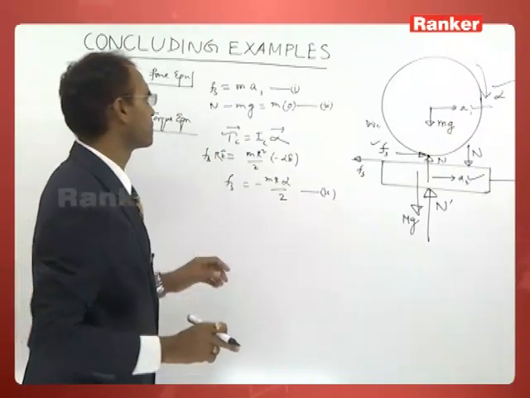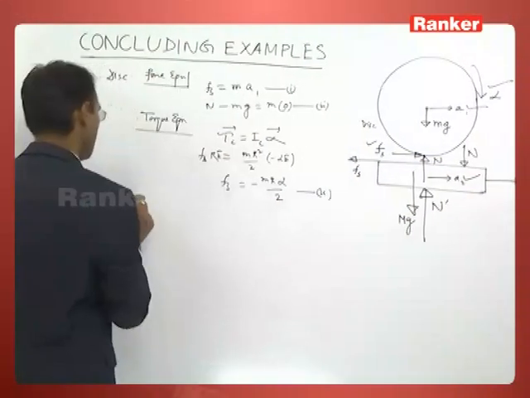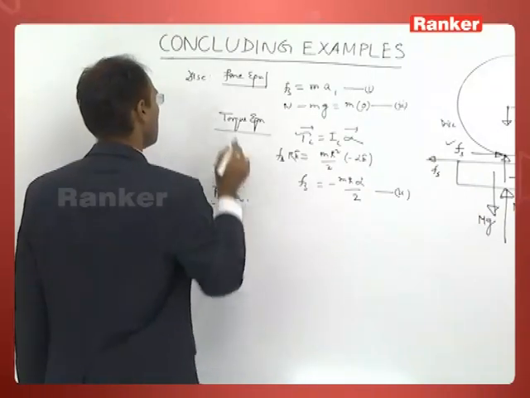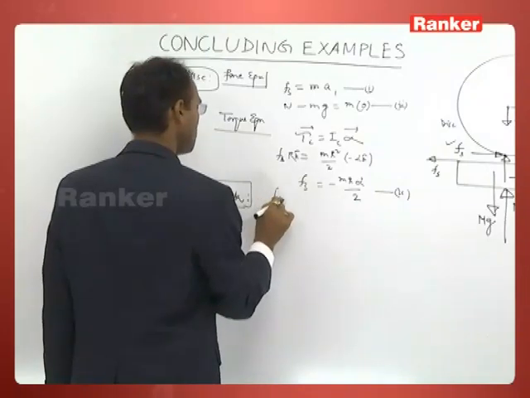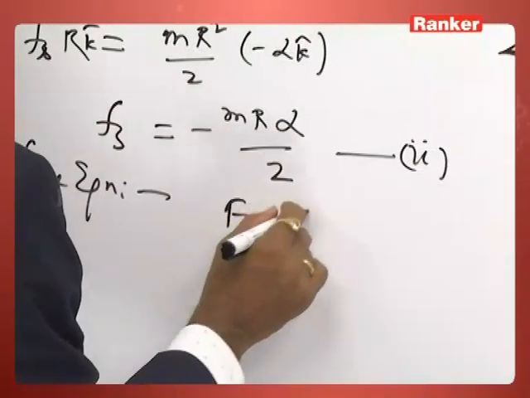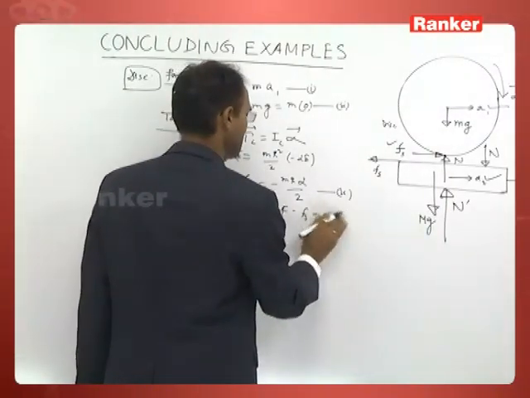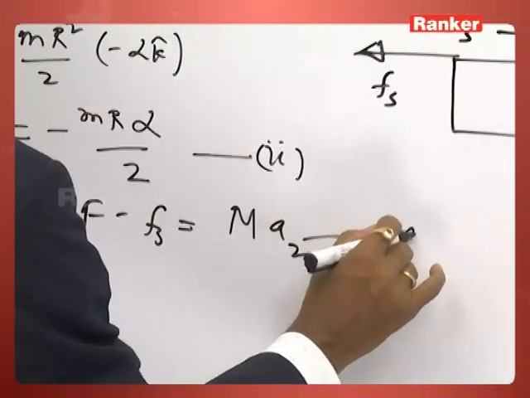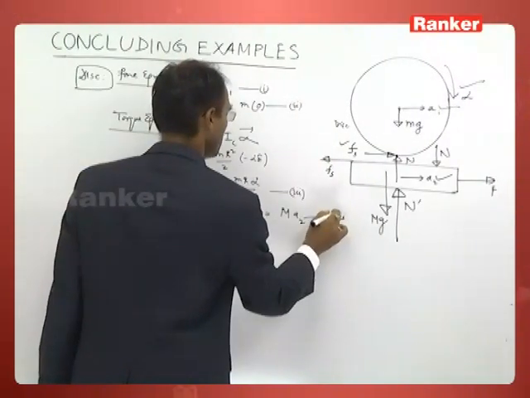Here we need to write an extra equation for this plank. For the plank, force equation: the net force acting on the plank is F minus Fs, and that's equal to the mass of the plank, that's capital M, into the acceleration of the plank. This is the fourth equation.